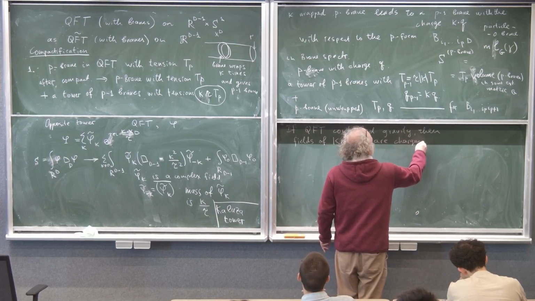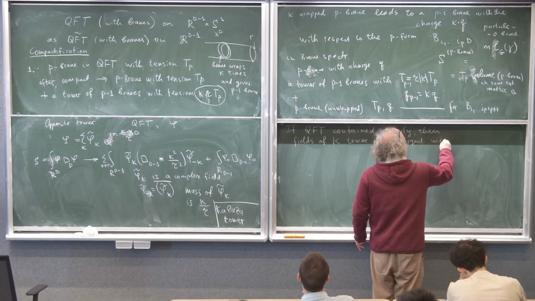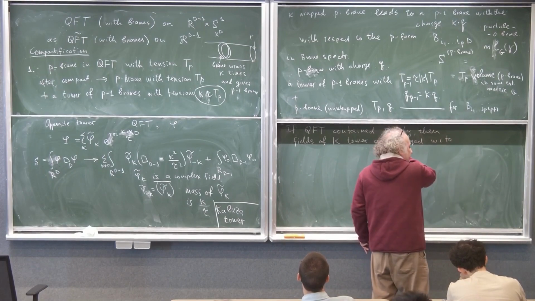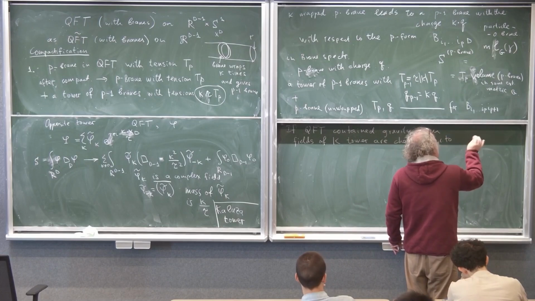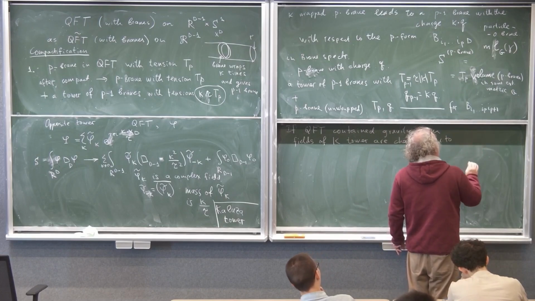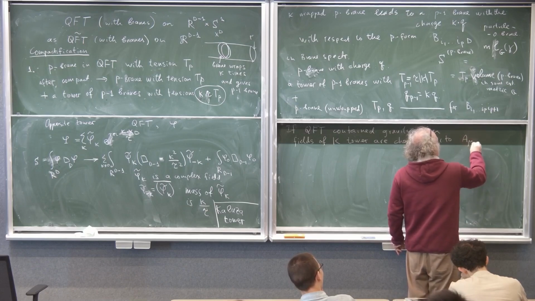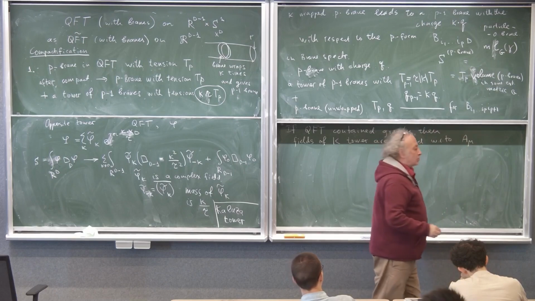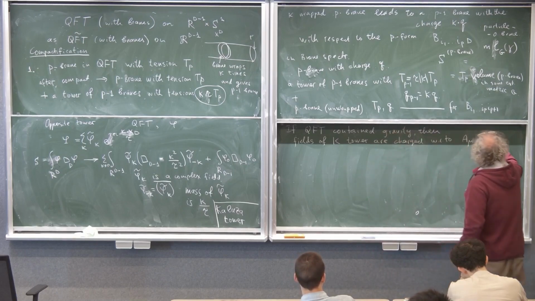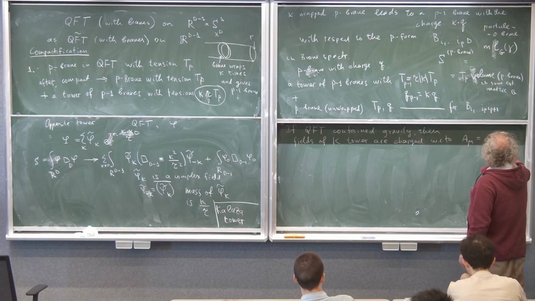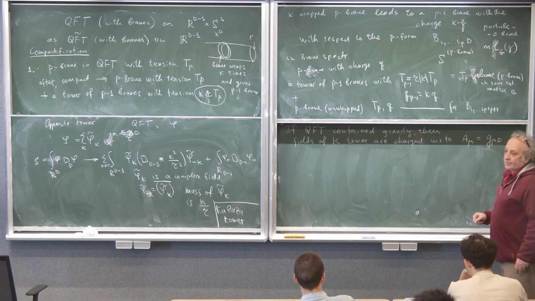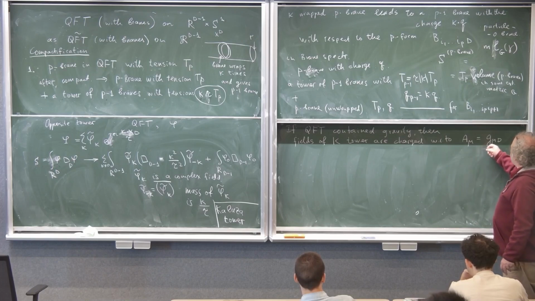I'll oversimplify it a bit, but they are charged with respect to the gauge field A_mu, that is g_(mu d), where this is a metric.